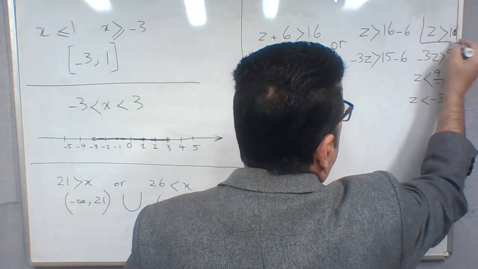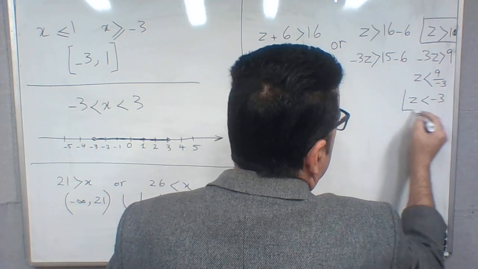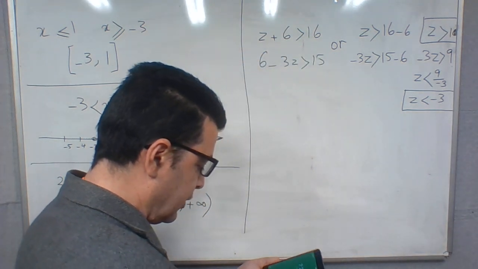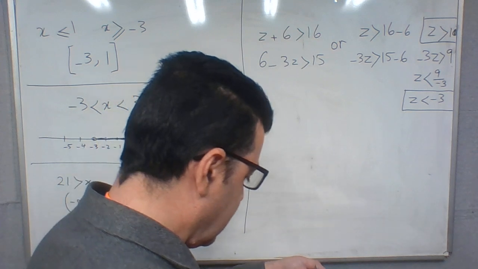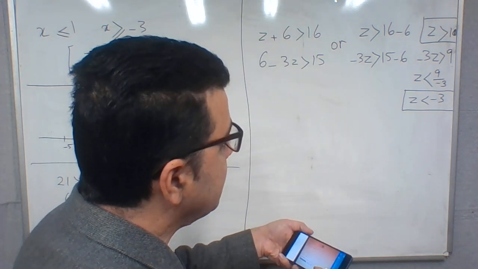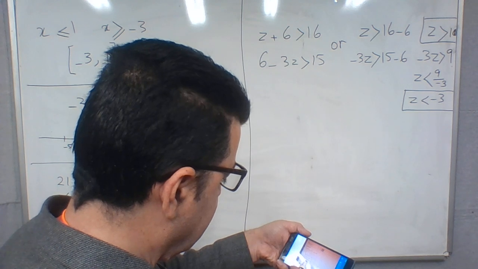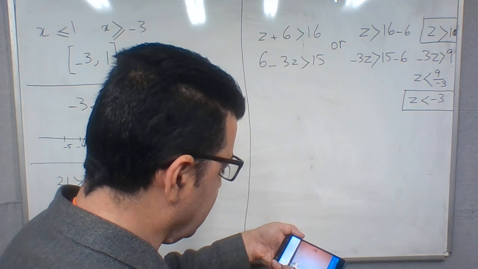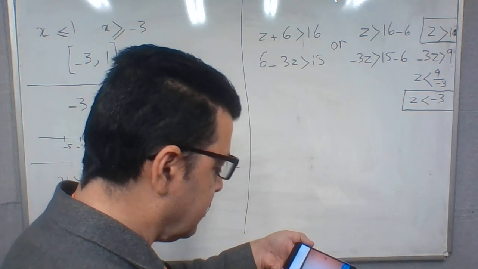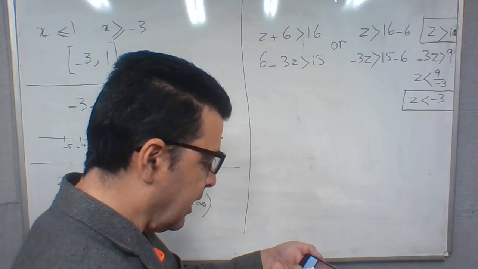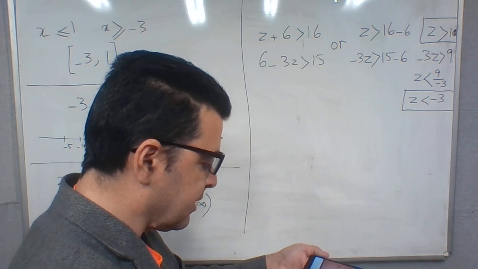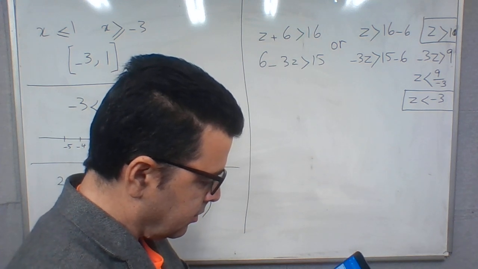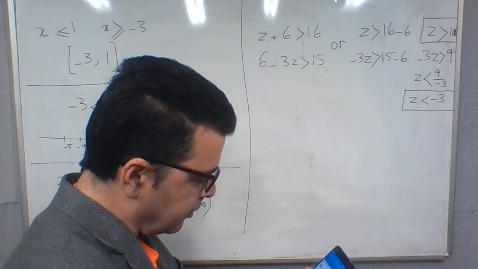So we have this answer or this answer. So we have 4 choices. z greater than 10 or z less than negative 3. So the answer is the 4th answer. If we call them A, B, C, D, it is answer D. Okay, now we go to problem 88.